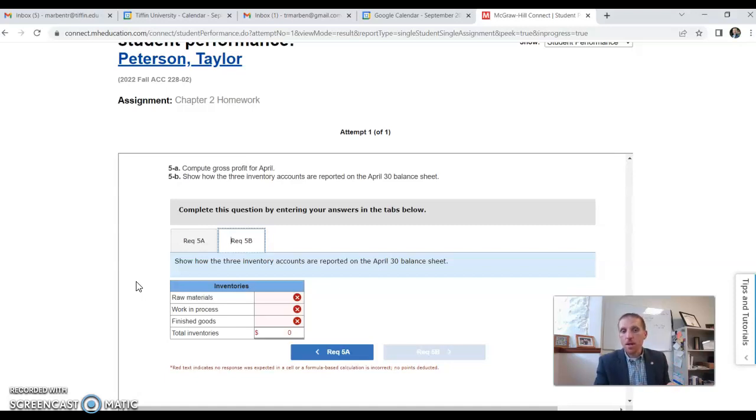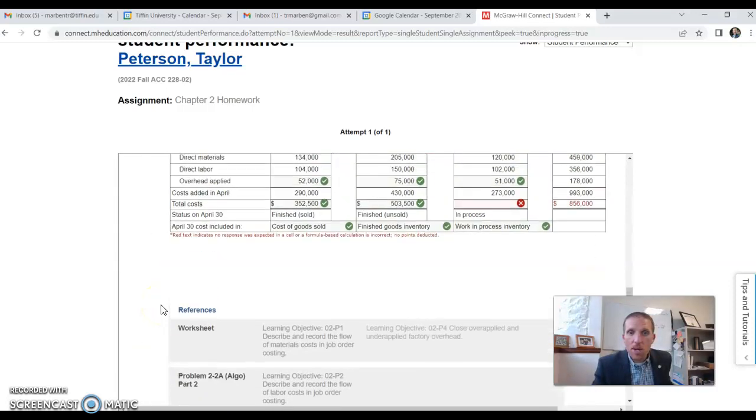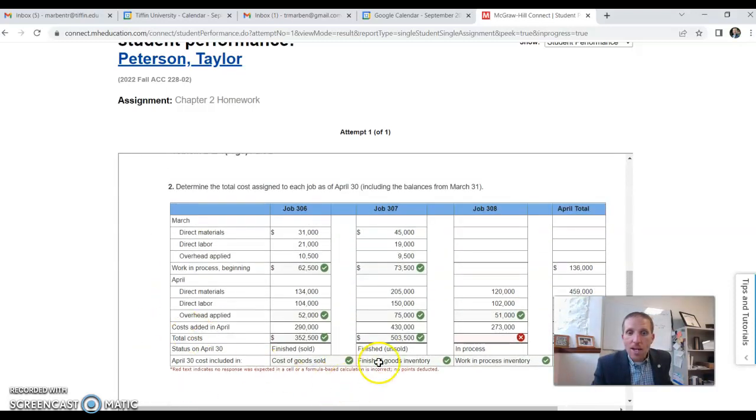Okay. And then work in process is easy because we're working in a job shop. What we need to do for work in process is just go up here and we identified it right here. Okay. Finished is finished goods. It's sold, so it goes to cost of goods. We already took care of that in our gross profit. 307, finished goods unsold. That means it's in finished goods inventory, not work in process.